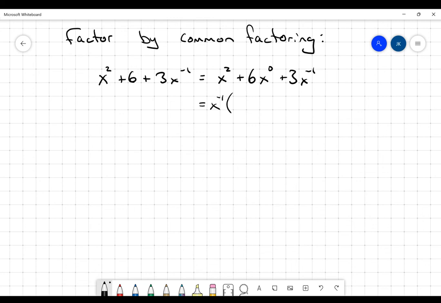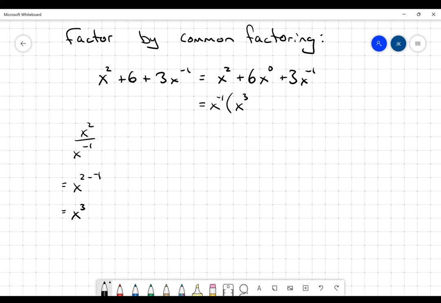And so now I'm going to go term by term, and I'm going to factor out the x to the negative 1 here. So in that first term, I get x squared divided by x to the negative 1. And that is going to be x to the 2 minus negative 1. And this is where a lot of people struggle with this, because when I do that division, I'm subtracting the exponent, which in this case is negative. And so this is going to get us x cubed.